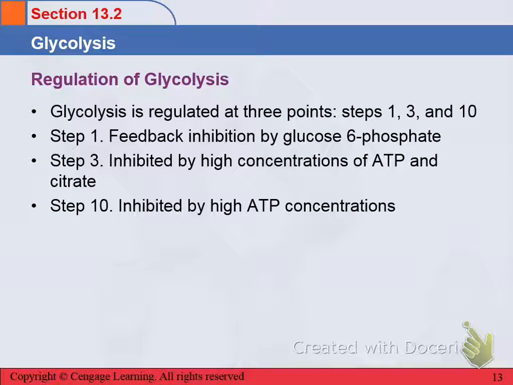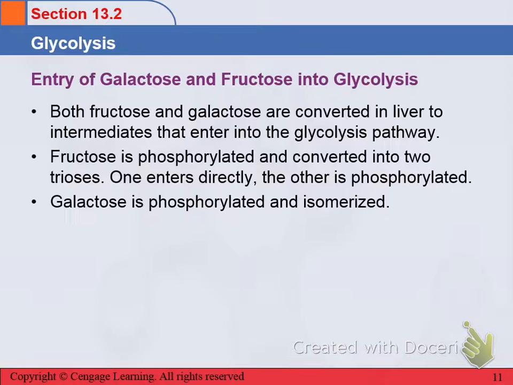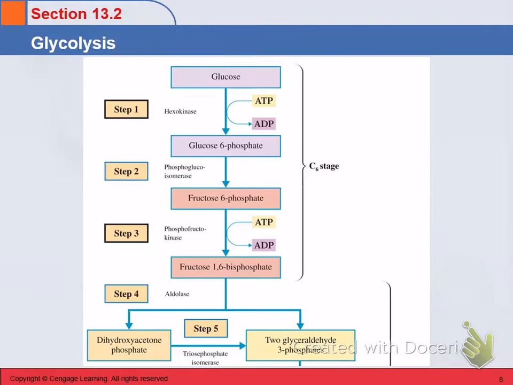Okay, so 3 regulation points. Feedback inhibition of glucose 6-phosphate. So let me back up for a second. Step 1, hexokinase, feedback inhibition. The product here inhibits this enzyme, right? And slows the enzyme down.